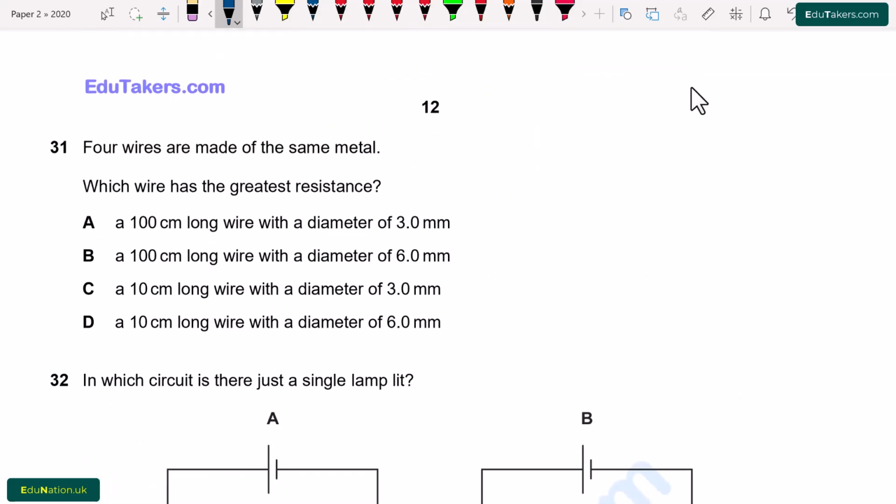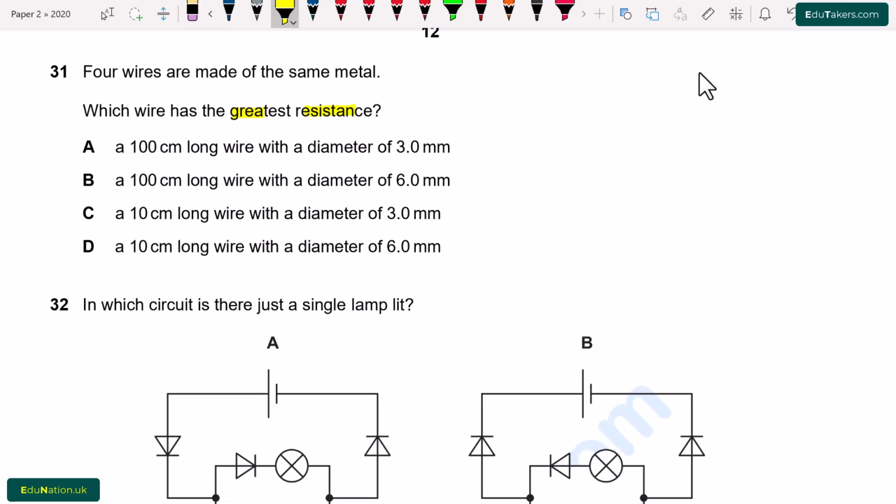Question number 31. 4 wires are made of the same metal. Which wire has the greatest resistance? So which one of the following wires has the largest resistance? Option A. 100 centimeter long wire with a diameter of 3.0 millimeter. So here length and diameter are given. I write the formula of resistance. R is equal to resistivity times length over area. It is also equal to resistivity 4L over pi d square.